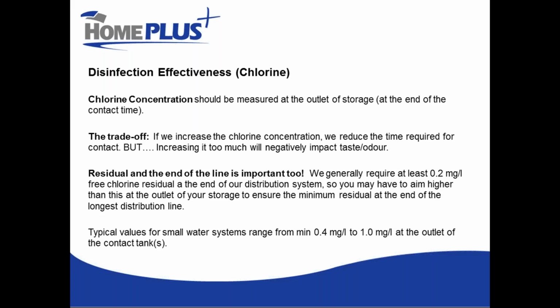So common values that we tend to see, somewhere between 0.4 and 1 part per million at the outlet of contact tanks, is generally ideal to strike a balance between keeping the contact vessel sizes small versus impacting the taste and odor of the water for our consumers. So there's always that trade-off. If we increase chlorine concentration, we reduce the amount of contact time and therefore the size of the contact vessels we need, but we do that with an implication on taste and odor.